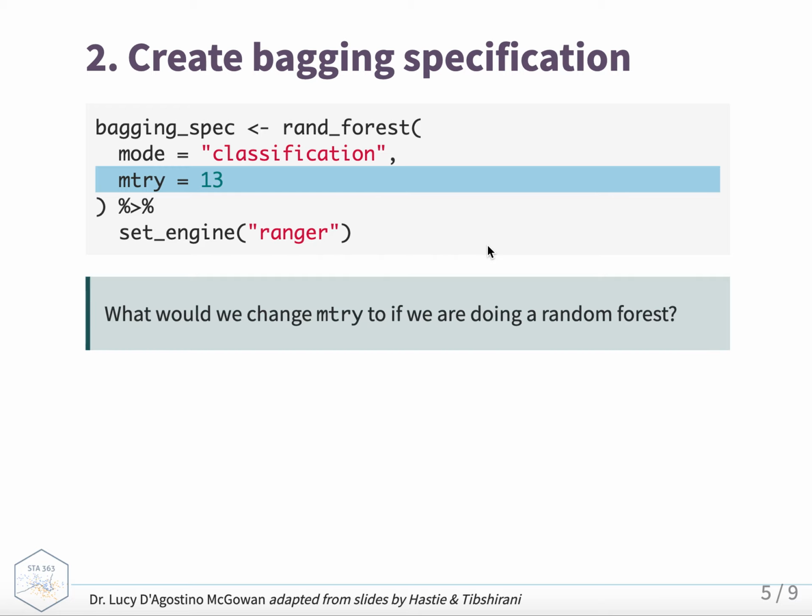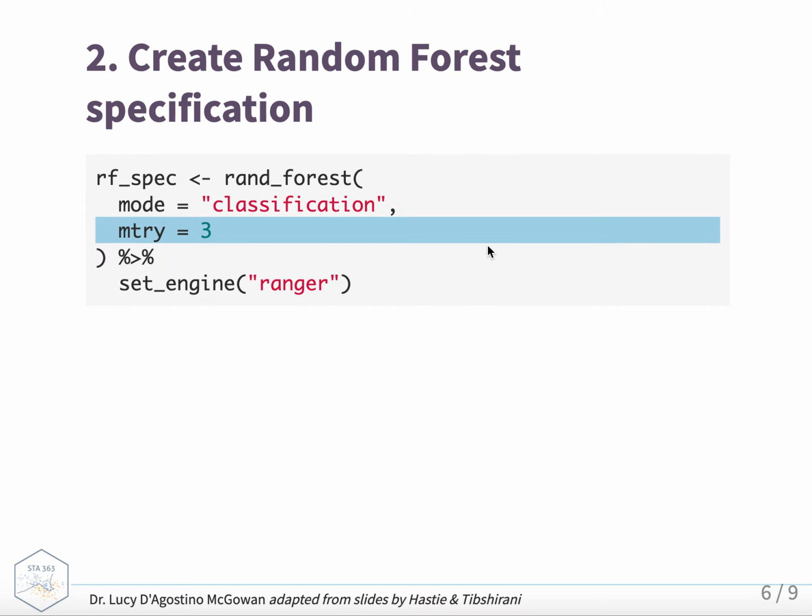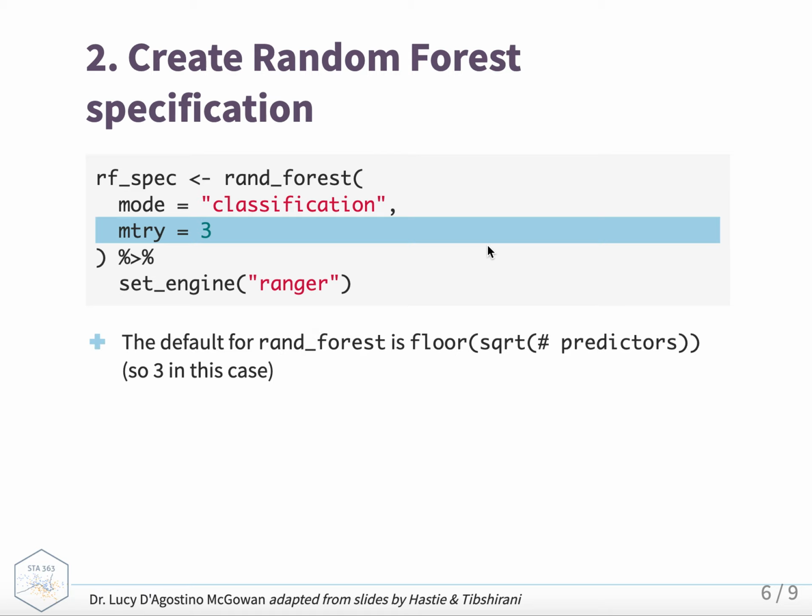What do you think I would change mtry to if we were doing a random forest? So I'm going to set it to 3 because basically what you do, this is actually the default for the rand_forest function, but it takes the floor of the square root of the number of predictors. And so the square root of 13 is not going to be an even number. But you can basically round that down and that'll be what you'll try. So in this case, it'll be 3.